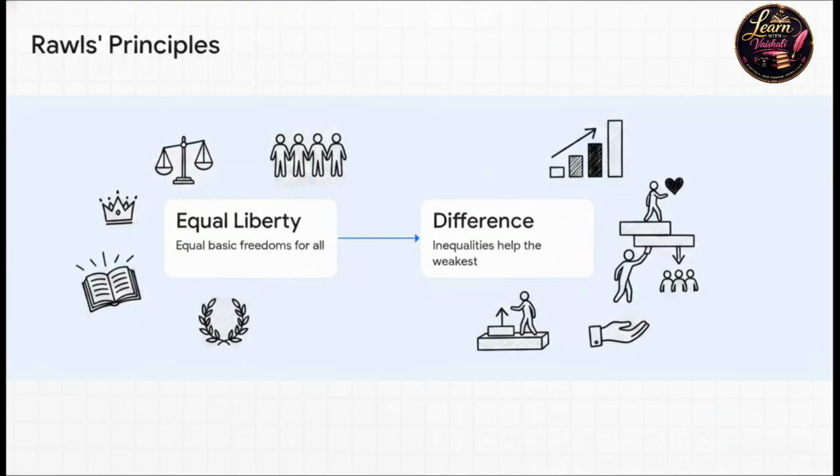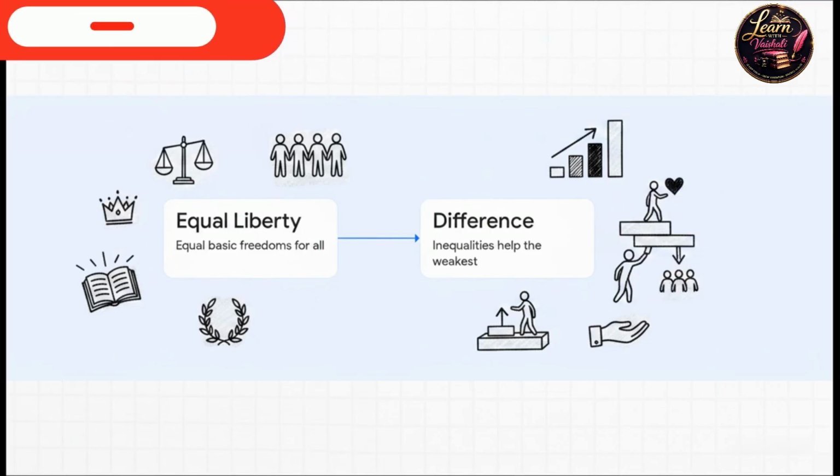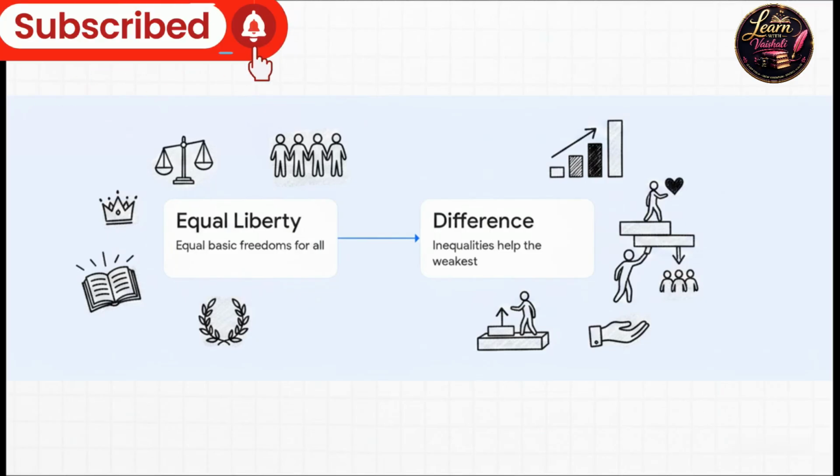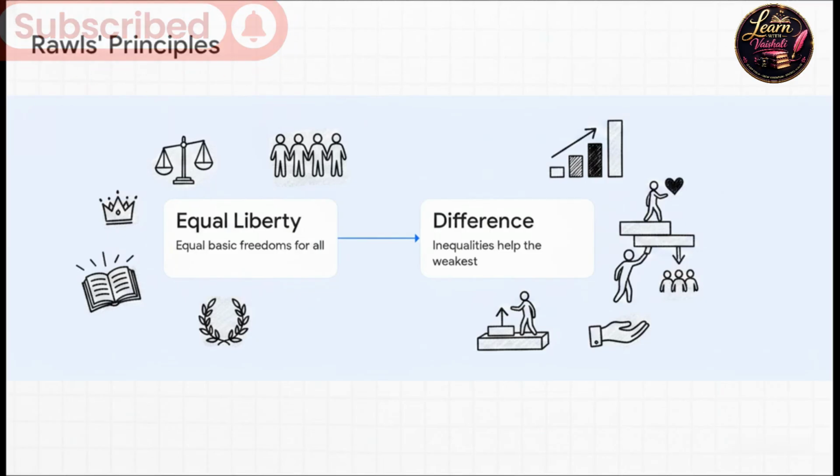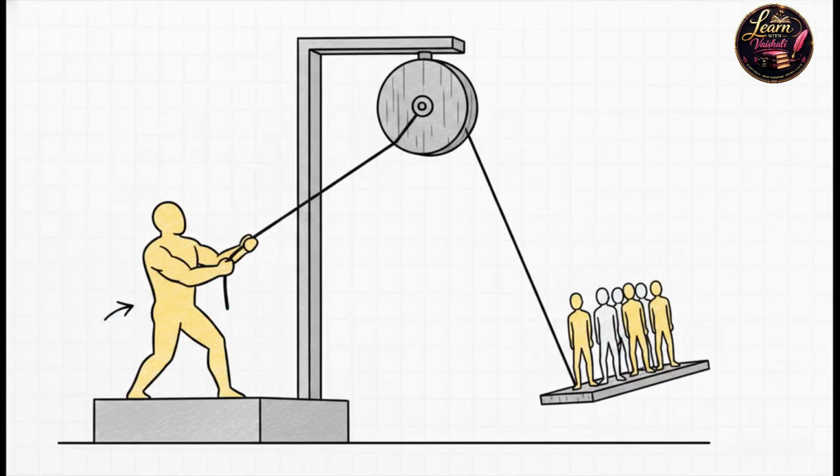Now, to actually achieve this foundational fairness, Rawls proposed two main principles. First up, the principle of equal liberty. This basically dictates that everyone must have the exact same basic rights and freedoms, period. And second, he introduced a really groundbreaking idea he called the difference principle. Listen up, because this is a crucial point for your exams.